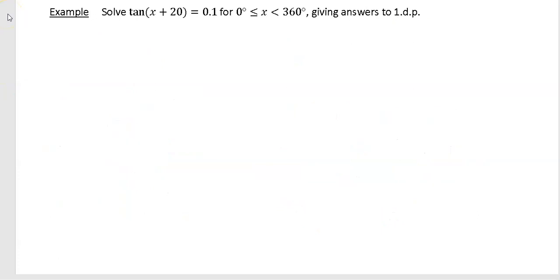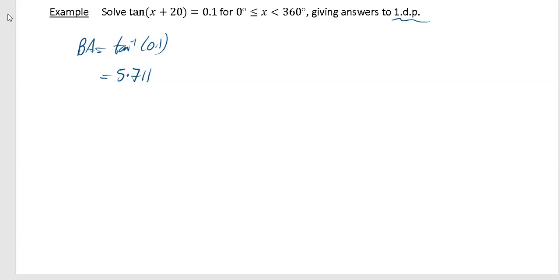Okay, next example, solve tan of brackets x plus 20 is equal to 0.1 for 0 to 360. First thing is your basic angle is tan to the minus 1 of 0.1. When I did this, I got 5.711. I'm just going to check that. Tan to the minus 1 of 0.1 is equal to, yes, 5.711. I've gone to 3 decimal places here because I'm working to 1 decimal place, so just keep my accuracy right.